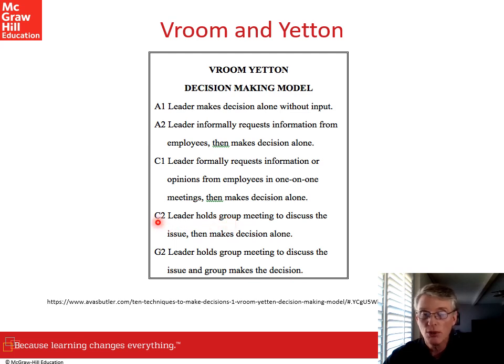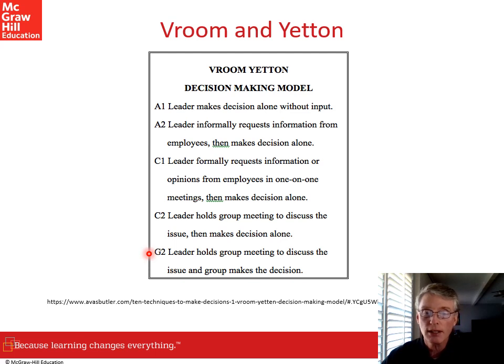And so 2 is going to be more than one person I consult with. It's going to be 2 or more. So consultative 2, I'm going to get your thoughts and ideas one person at a time. A C2 style is I'm going to get the opinions of more people in a group setting. And then G2 is going to be the one where I let the group make the decision.